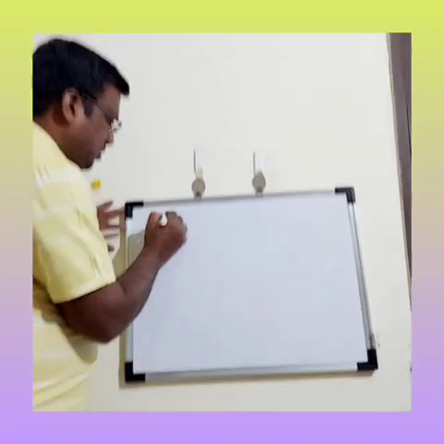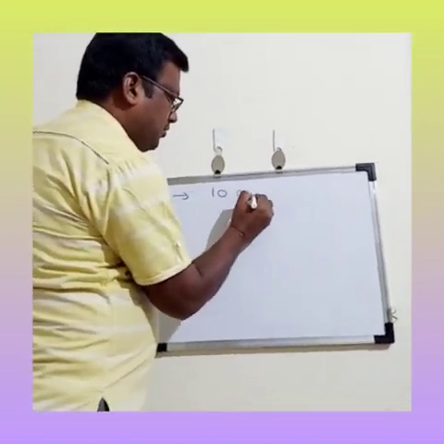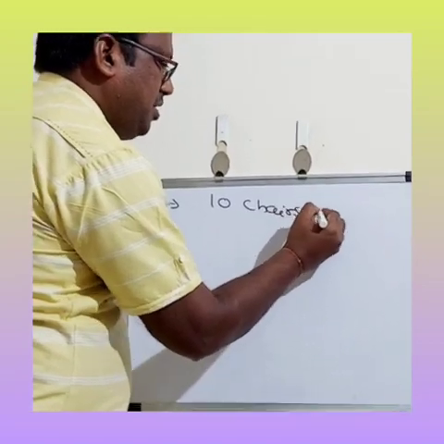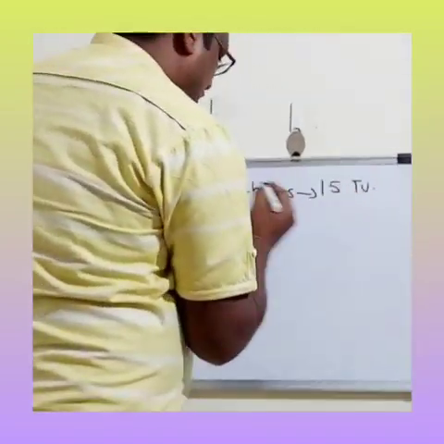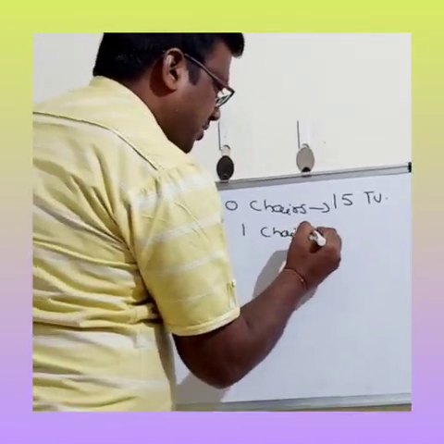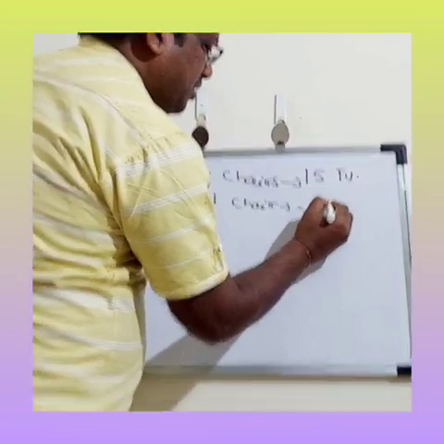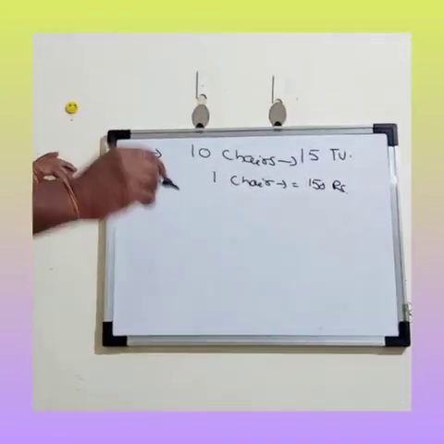Here, the problem is that the cost of 10 chairs is equal to the cost of 15 TVs. And the cost of one chair is also given, that is 150 rupees. Then we need to find the cost of one TV.